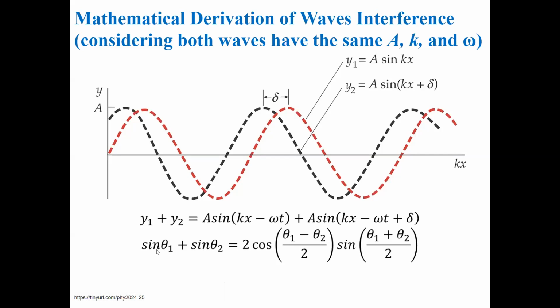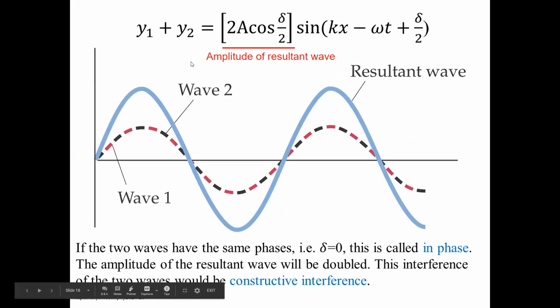Basically, if you add them up, it should be twice the cosine of the difference of the two angles divided by 2, times the sine of the sum of the two angles divided by 2. So this is theta 1, this is theta 2. Theta 1 minus theta 2 becomes just theta. So the resultant wave will be twice the cosine of theta divided by 2, times the sine of half of theta 1 plus theta 2.